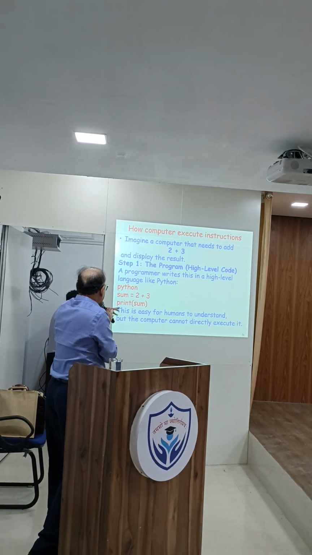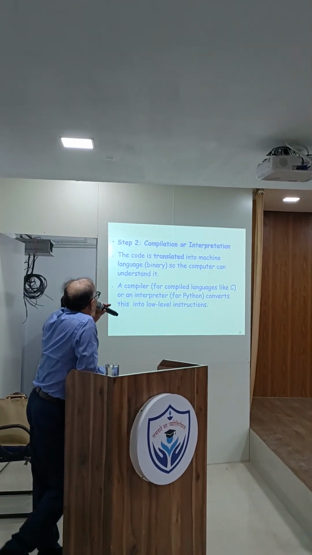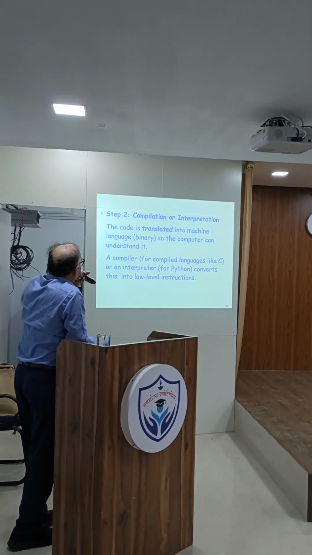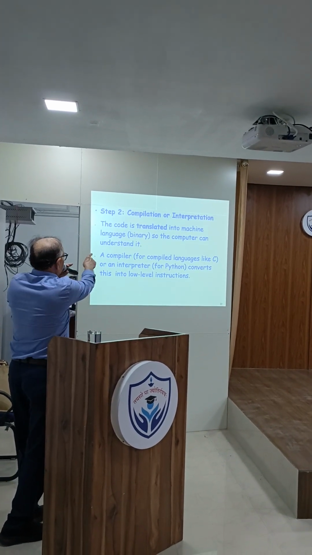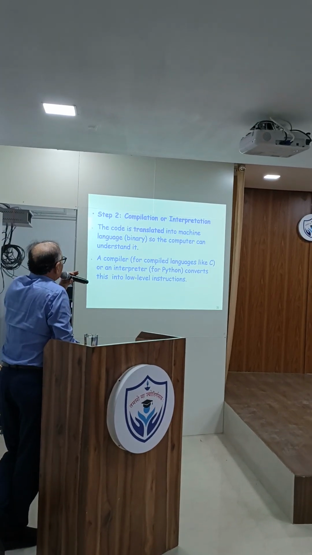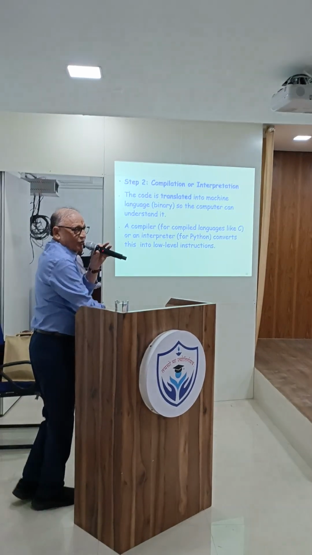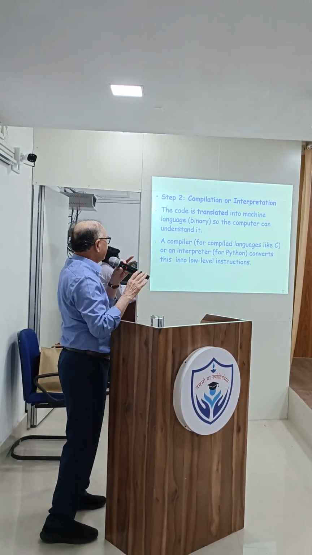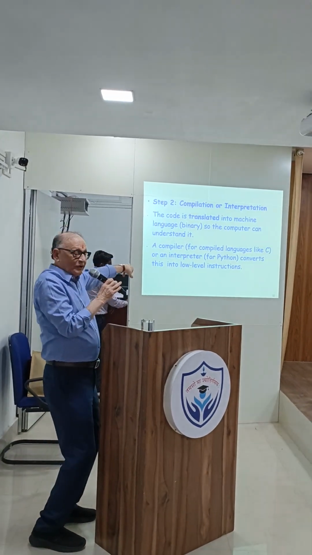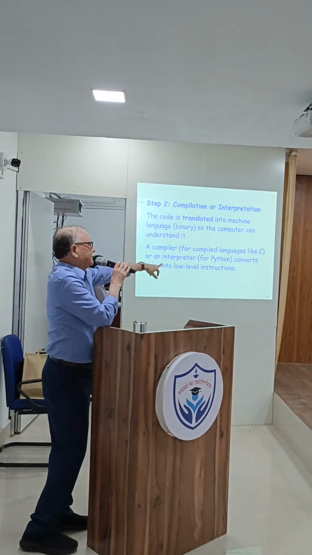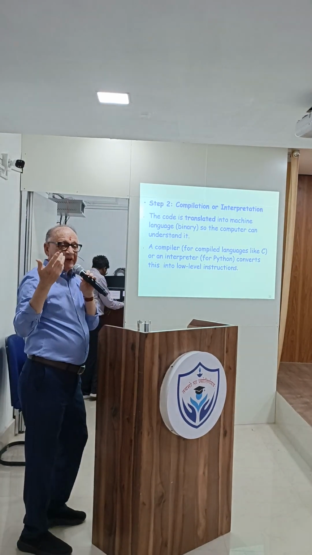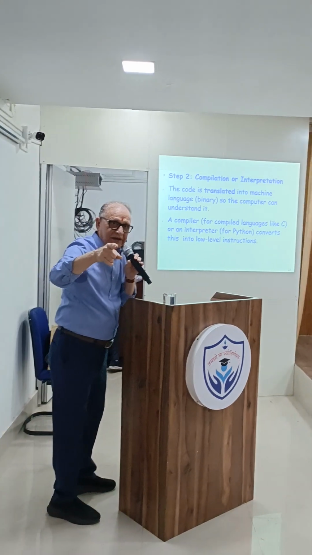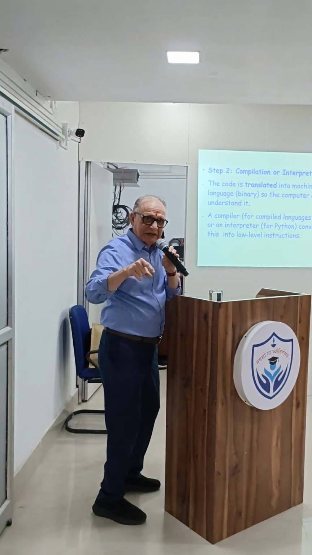So next one. See, step 2. What does the computer do? Compilation or interpretation. The code is translated into machine language, as I said, binary, so the computer can understand it. So your 2 plus 3 will be converted into 0 and 1. Then a compiler, inside the computer there is a compiler, like language C. As I said, compiler is an interpreter. Interpreter means, as Ramana said, translator, right? Yes, sir. So translator is the same as interpreter.